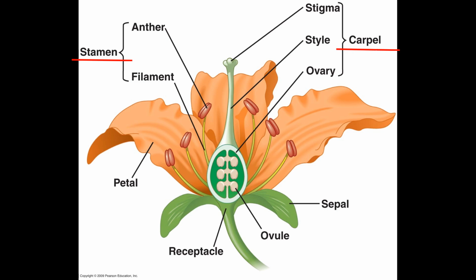The pistil is made of the stigma, the style, and the ovary. The male part, which is the stamen, consists of the filament and the anther. The anther is responsible for producing the pollen grains. The ovary is the aspect where fertilization occurs. Other parts of the plant or the flower are the sepals and the petals.